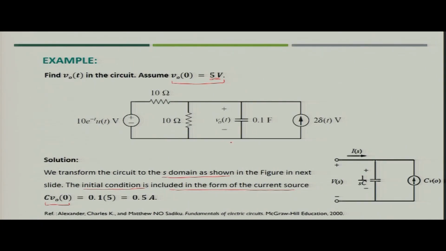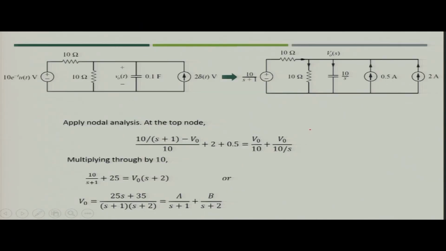So, now when you see Kirchhoff current law, it means you have to convert this capacitor into its equivalent S domain. So, now this particular term will be converted into 1 upon S C, and in parallel with it you will have a current source of value C V naught. V naught is given as 5 volt, C is given as 0.1 F. So, you will get C V naught is nothing but 0.5 ampere current source. Now, using this particular circuit, you can transform the complete circuit into S domain. So, it will be converted into S domain as shown in the figure.